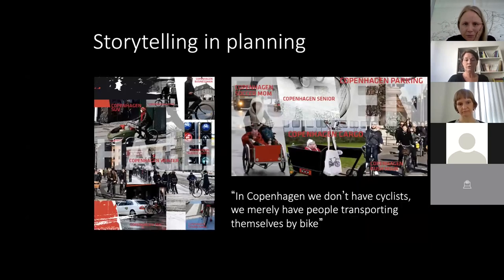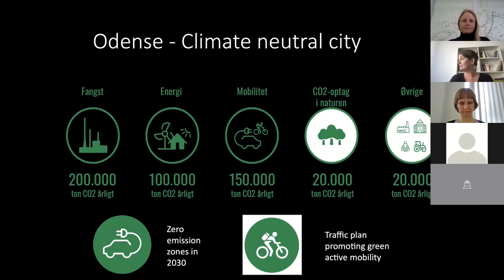But we also use it in planning. This is Copenhagen's strategy for their cycling policy. "In Copenhagen, we don't have cyclists. We merely have people transporting themselves by bike," because you don't want to put them into a category of being some lycra cycling thing. It's just people. It's the easiest way to do it. So they just transport themselves by bike. So there is also a specific way of telling that story.